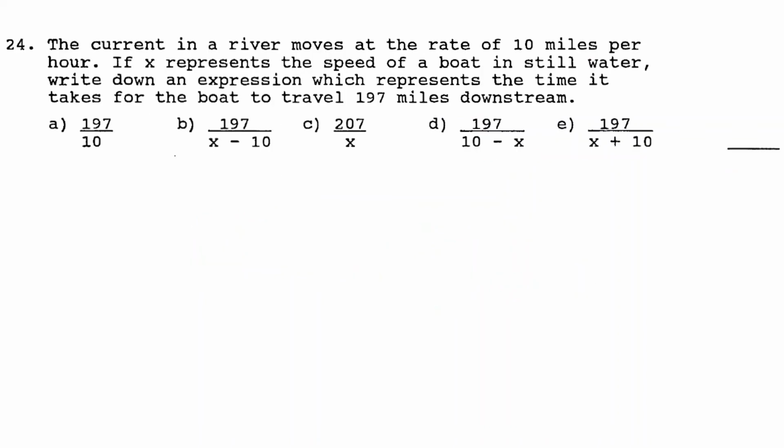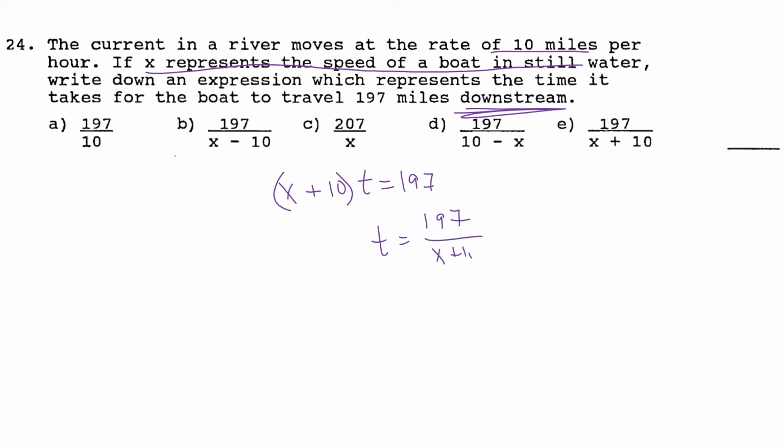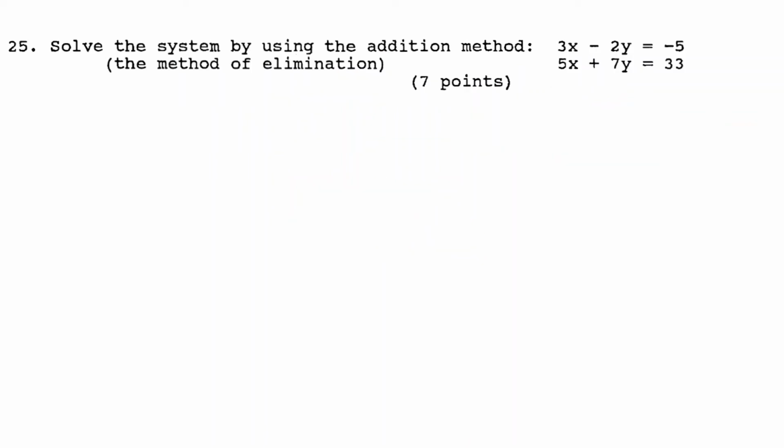Next, the current. Okay, love these problems. At a rate of 10 miles per hour, if x represents the speed of a boat, and it is downstream. So the speed of the boat is x, the river itself is 10, it's downstream, multiplied by t is equal to the distance 197. So t equals 197 over x plus 10. Hope you guys are enjoying this.